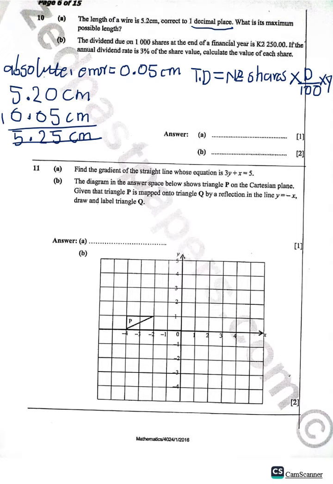So let's see how we can. The total dividend for the financial year is 2,250. Then the number of shares is 1,000 times the dividend, which is 3, the given percentage, over 100 times y. So our work is to solve for y.